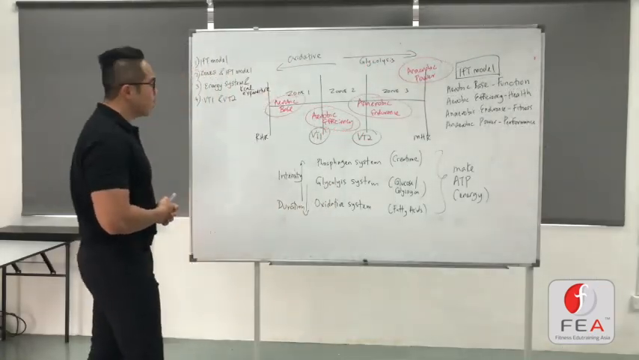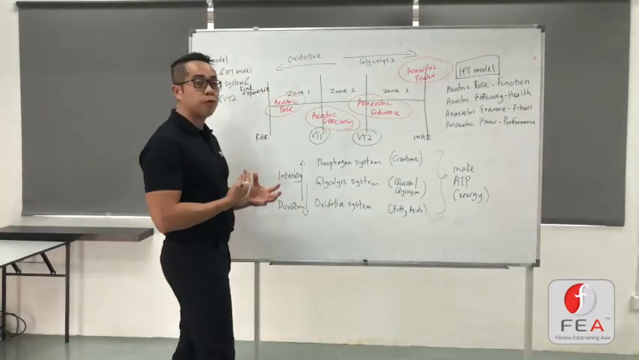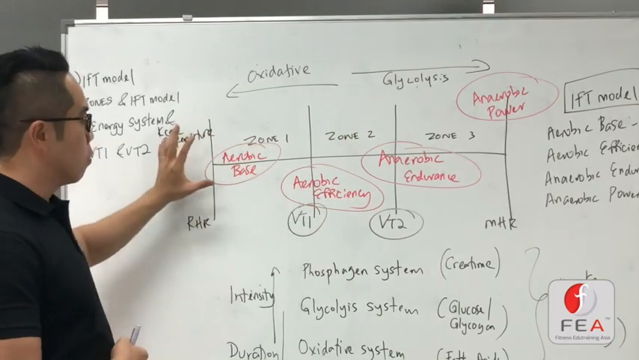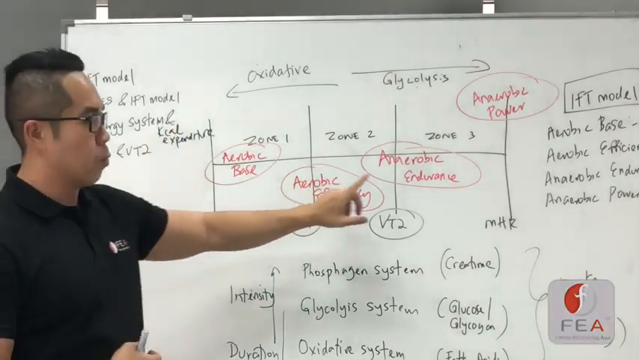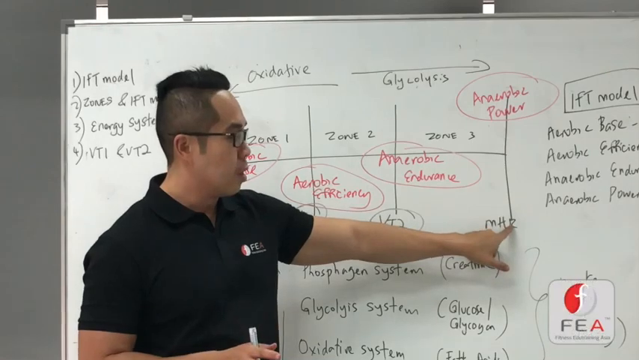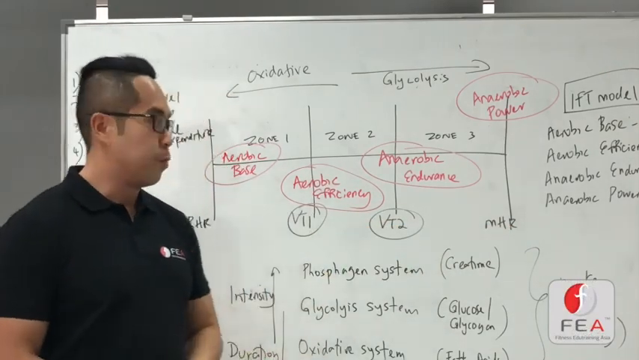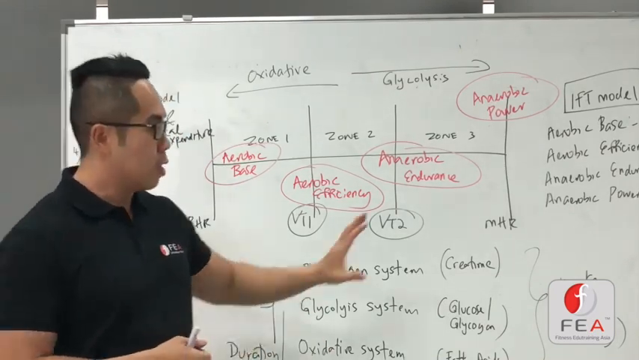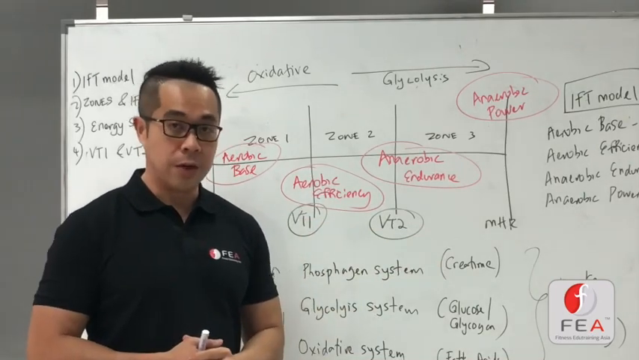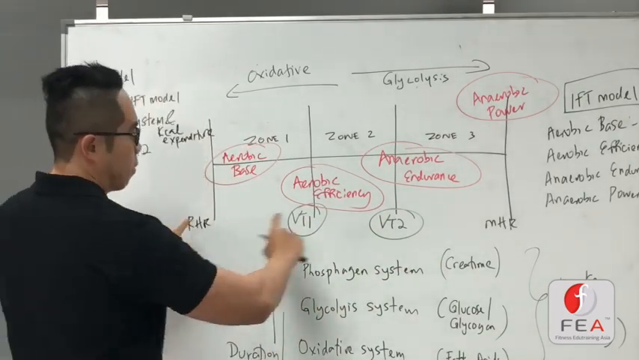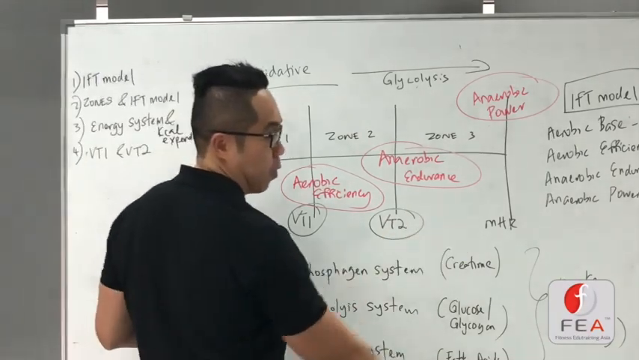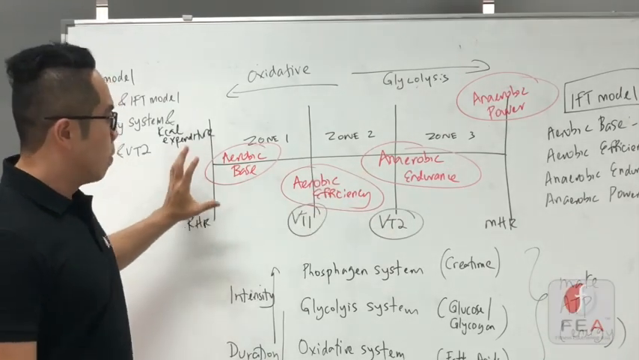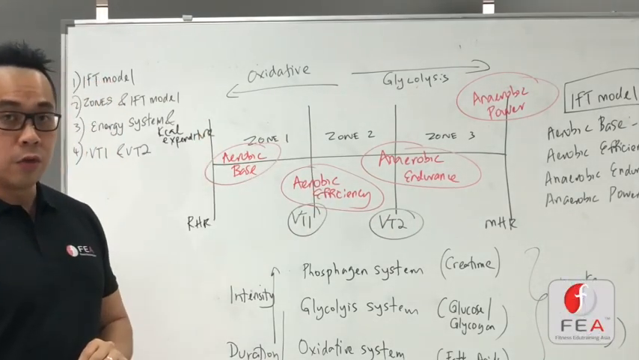Number two, let's look at the zones and the IFT model, and how it all relates to each other. ACE came out with these three zones. If you look at these three zones, it starts with resting heart rate, and then MHR, which represents your maximum heart rate. Maximum heart rate is usually predicted or guessed to be 220 minus age. However, we are referring to the actual maximum heart rate. The space between your resting heart rate and your max heart rate is normally referred to as your heart rate reserve. This heart rate reserve will be divided into three categories: zone 1, zone 2, and zone 3.